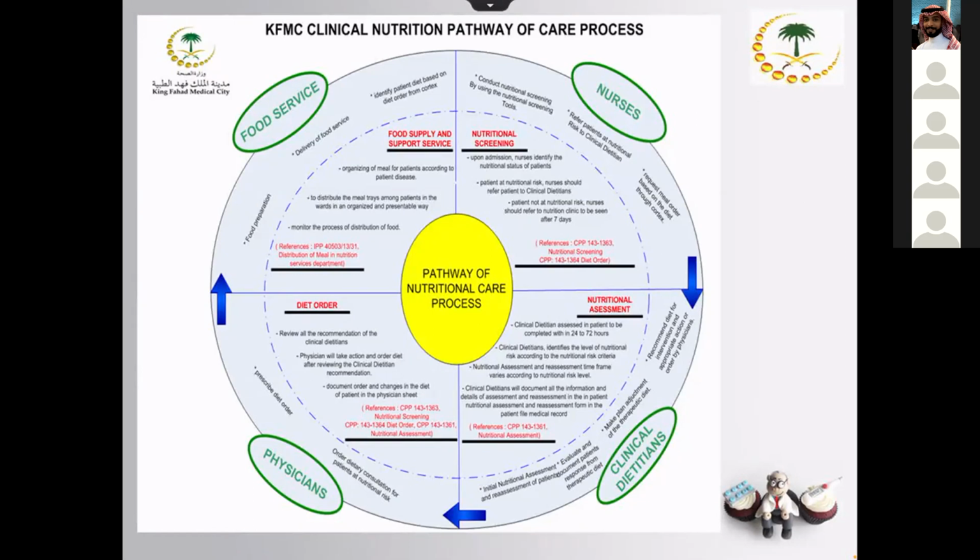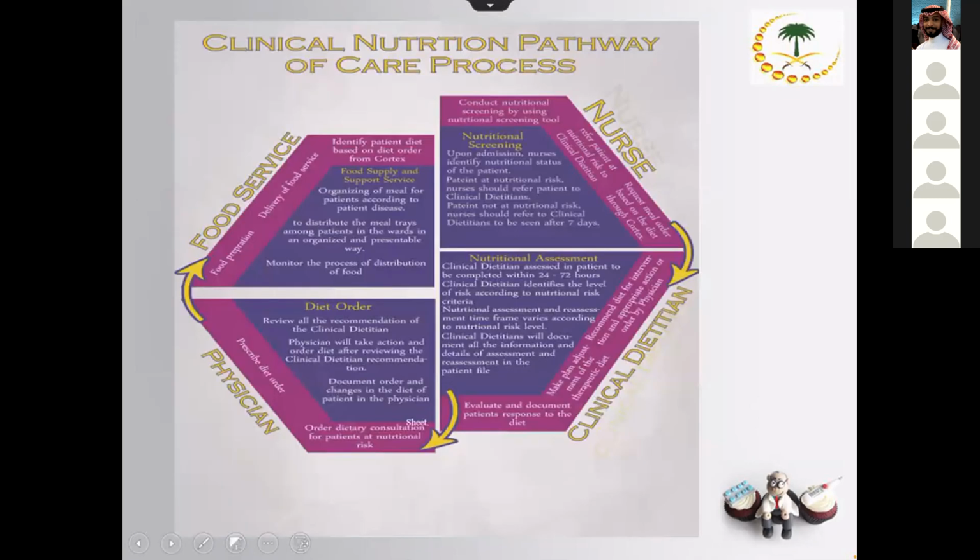And then food service, the last point in this pathway, is responsible for food preparation and delivery, and identifies the patient's diet based on the order already submitted in the Cortex. Again, these are the four main steps that the order goes through.